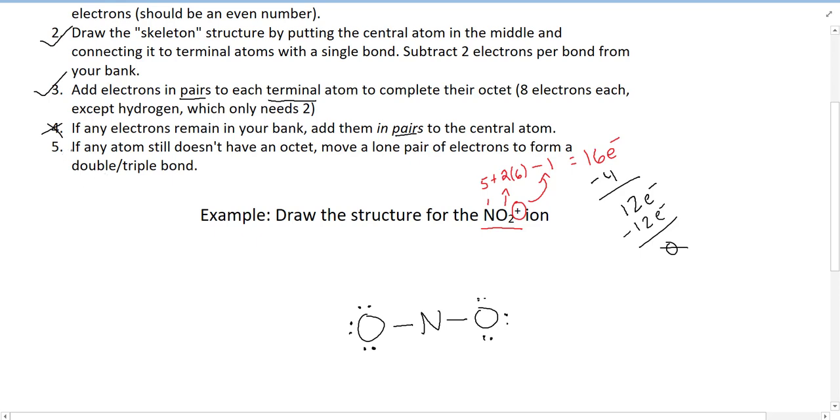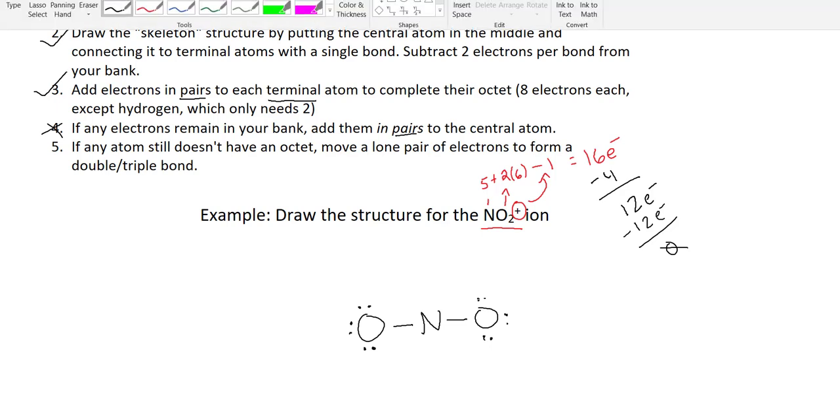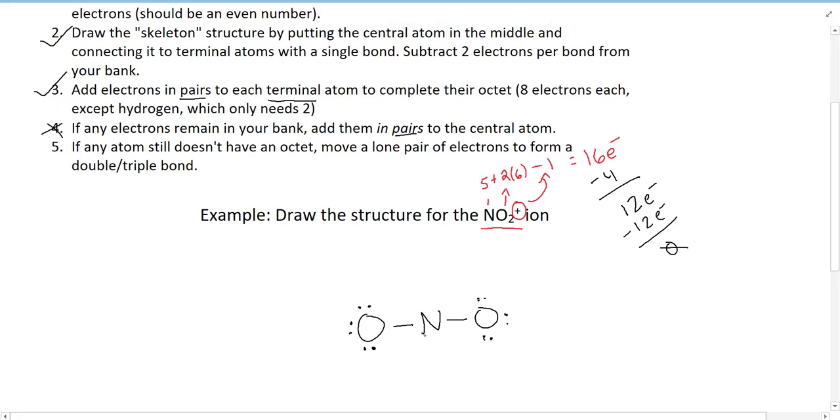If any atom still does not have an octet, we're going to move a lone pair of electrons to form a double or triple bond. Looking at our structure now, our nitrogen atom in the center only has access to 4 electrons, so it does not have an octet. So we're going to move a lone pair to make a second bond here. Now it has access to 6 electrons, so still not quite an octet. So we're going to move another lone pair.